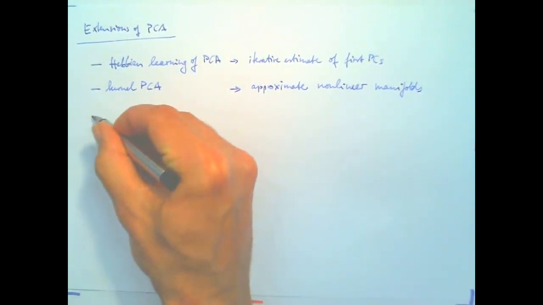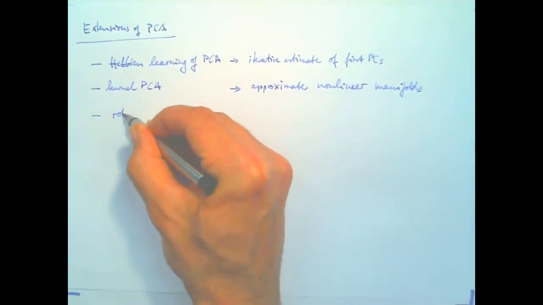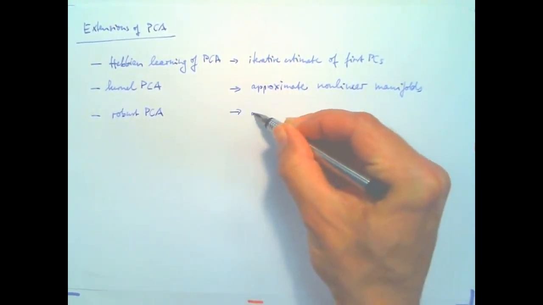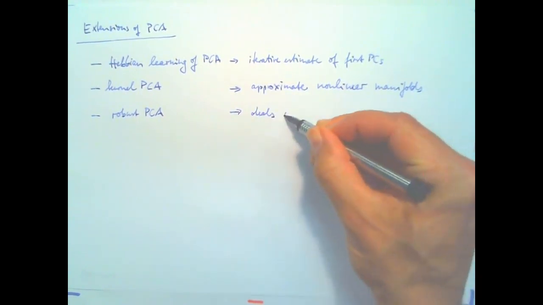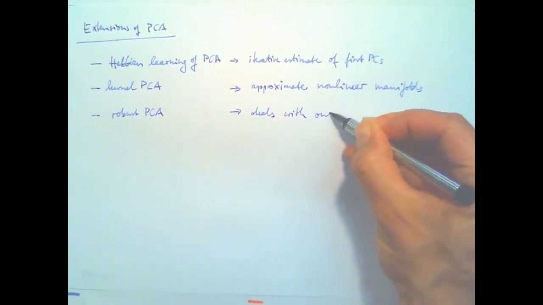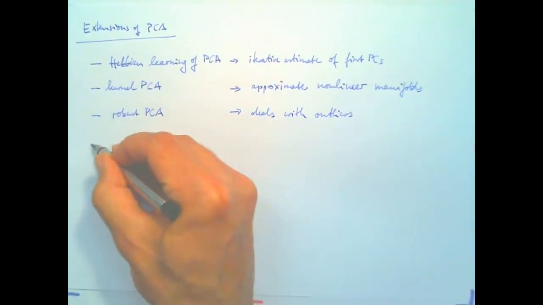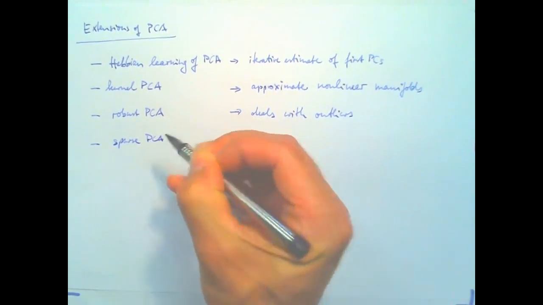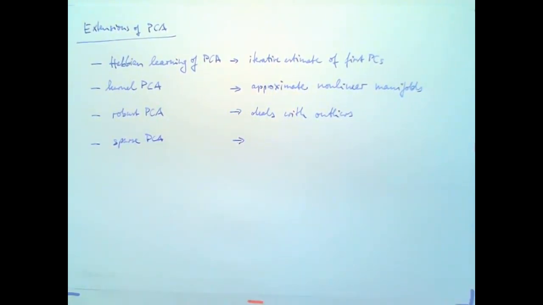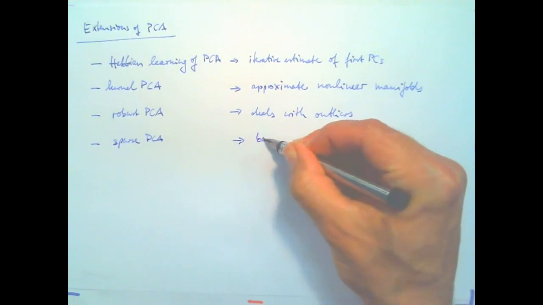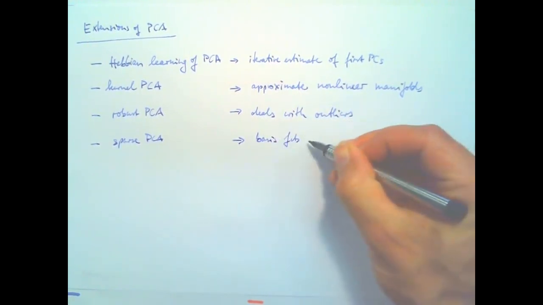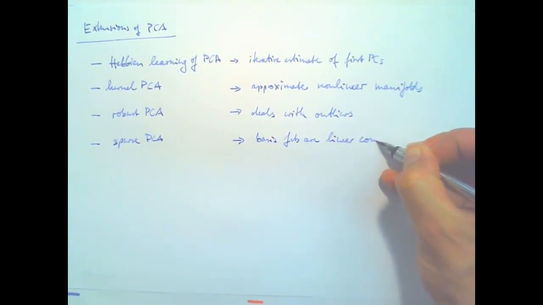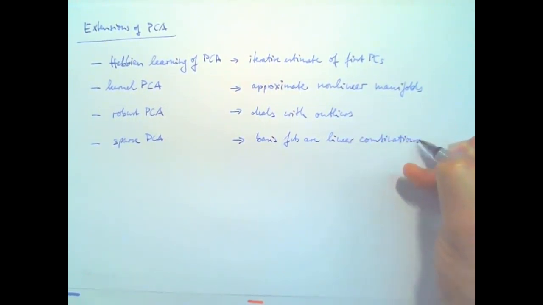There is robust PCA, that is not so susceptible to outliers. There is sparse PCA, which I'm going to mention again later today, which has basis functions that are linear combinations of a subset of all features only.